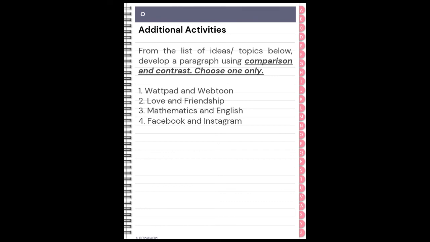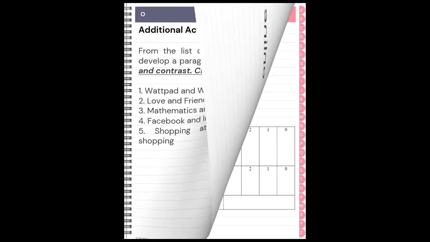This will be your guide in doing the write-up. Next, for the additional activities, from the list of ideas or topics below, develop a paragraph using comparison and contrast. Choose only one from these topics: Wattpad and Webtoon, love and friendship, mathematics and English, Facebook and Instagram, shopping at stores or online shopping. And the rubrics that you are to use are the following.